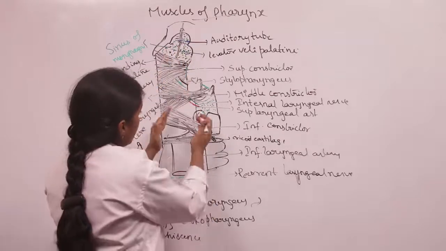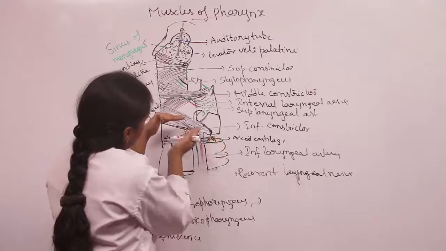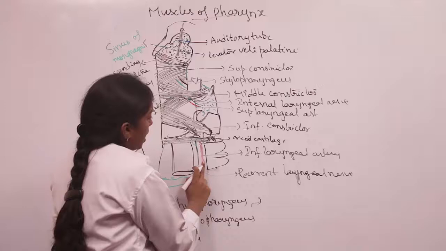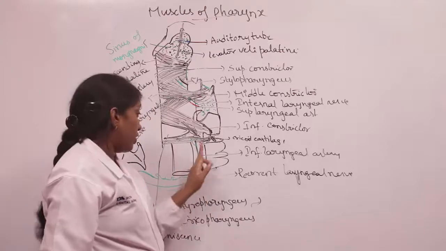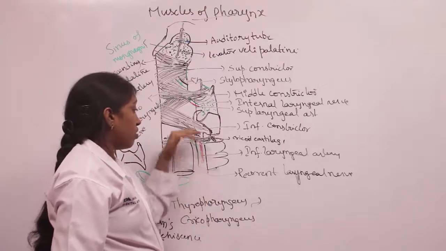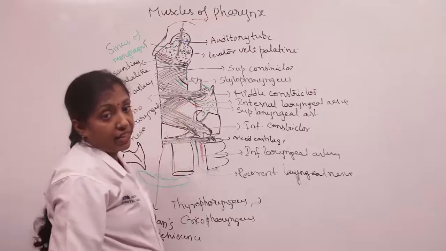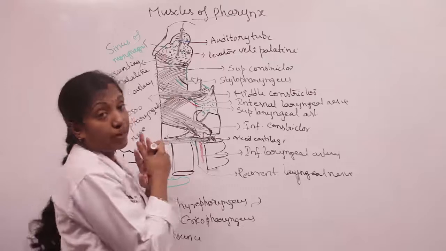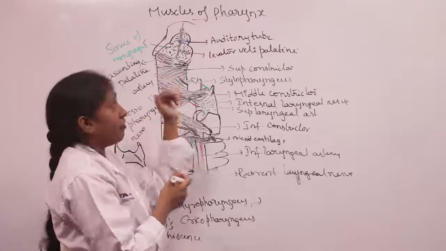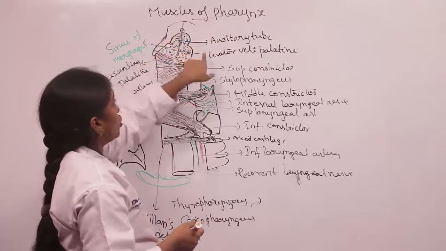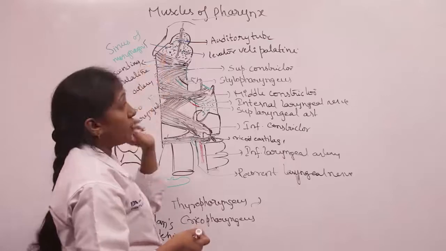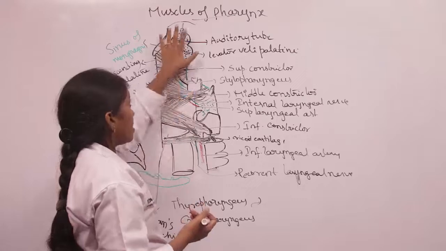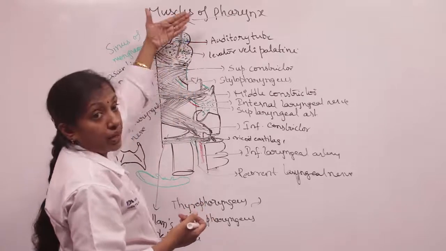And coming to the structures passing below the inferior constrictor, they are the inferior laryngeal artery and recurrent laryngeal nerve. The inferior laryngeal artery and recurrent laryngeal nerve pass below the inferior constrictor. So these are the structures passing in between the constrictor muscles. Above we have the levator veli palatini, auditory tube, ascending palatine artery, and also the ascending pharyngeal branch of the external carotid artery. They pass through the sinus of Morgagni above the superior constrictor.